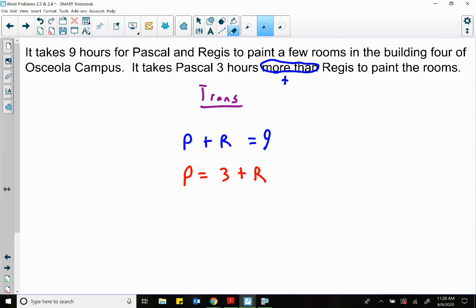So there's your 2 equations. What method would you use? Graphing, substitution, or elimination? And I would definitely do substitution. Because I know what P equals. Plug it in the other equation, solve, and you're good to go.